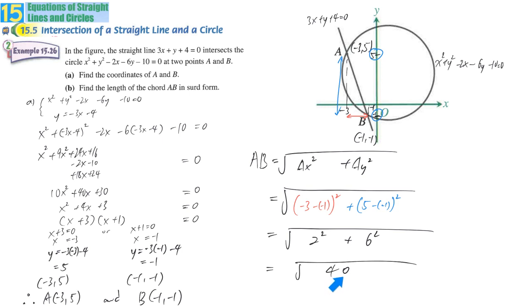We are trying to use some square value to represent 40. So we know that some square values are like 1 squared, 2 squared is 4, 3 squared is 9, 4 squared is 16, something like that. And 40 can be expressed as 4 times 10. So we should separate them. And it becomes square root 4 times square root 10.